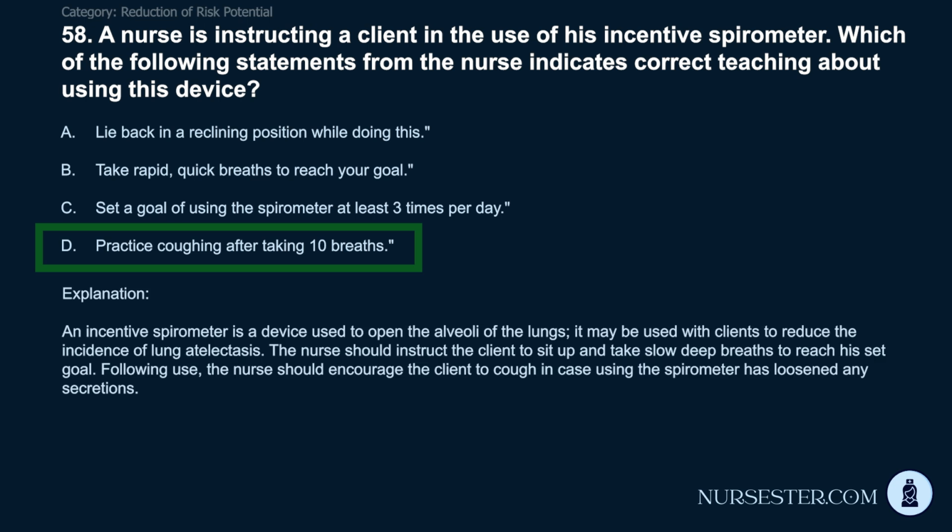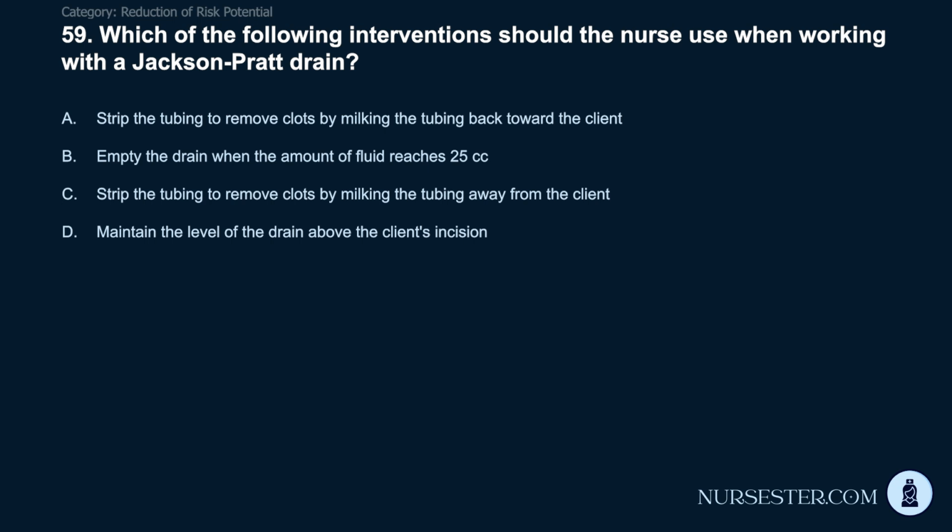An incentive spirometer is a device used to open the alveoli of the lungs. It may be used with clients to reduce the incidence of lung atelectasis. The nurse should instruct the client to sit up and take slow deep breaths to reach his set goal. Following use, the nurse should encourage the client to cough in case using the spirometer has loosened any secretions. 59. Which of the following interventions should the nurse use when working with a Jackson-Pratt drain?